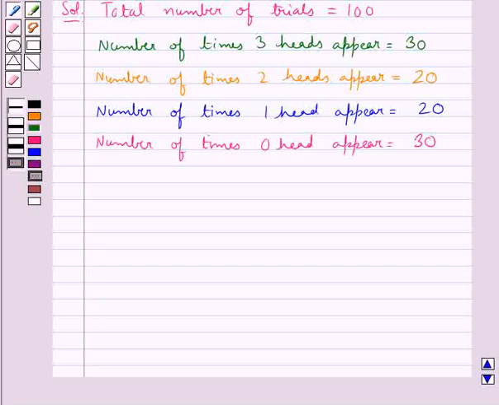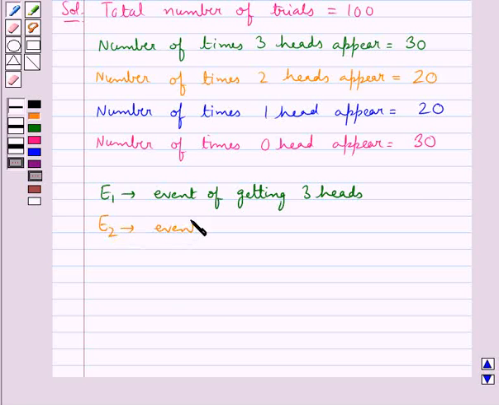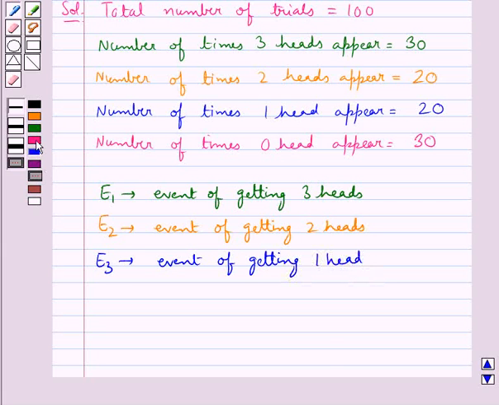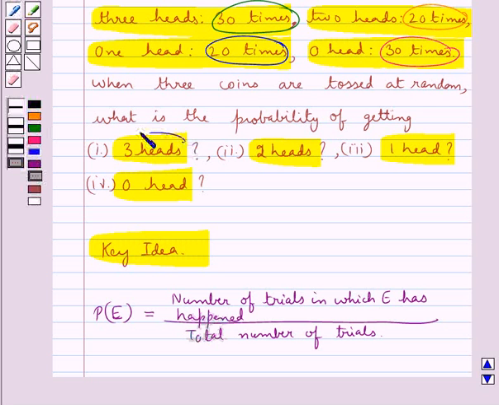Now when three coins are tossed at random, we consider E1 to be an event of getting three heads, E2 to be an event of getting two heads, E3 be an event of getting one head, and E4 be an event of getting zero head. First, we shall find the probability of getting three heads.